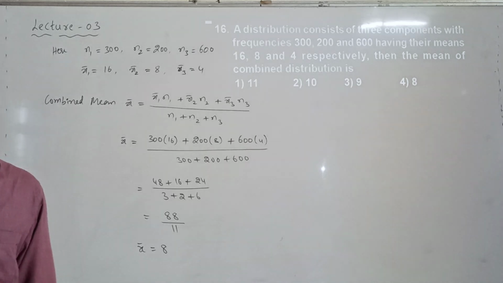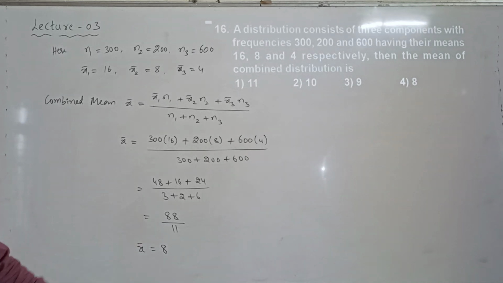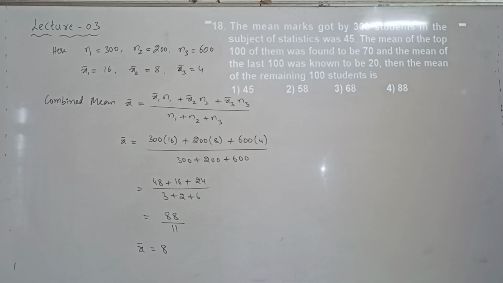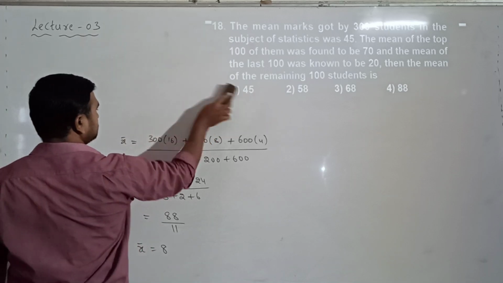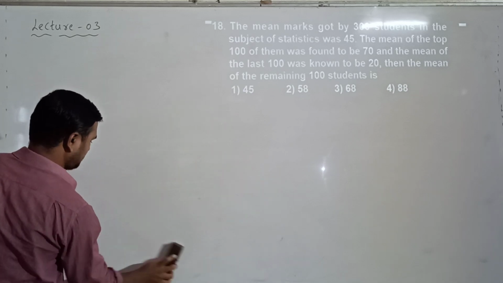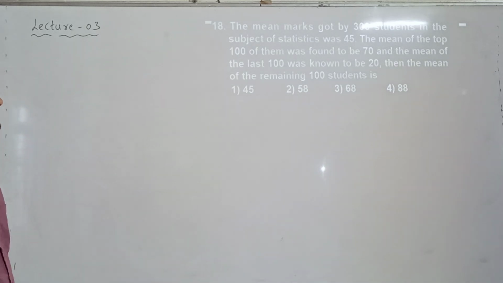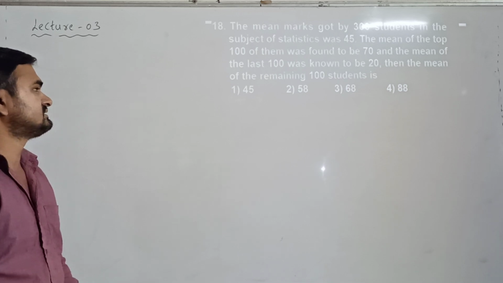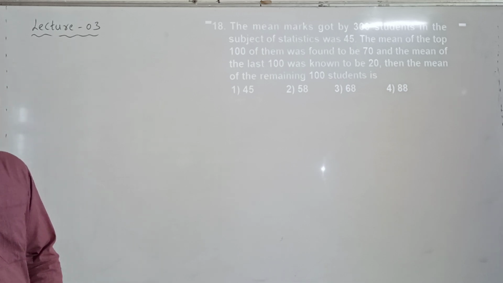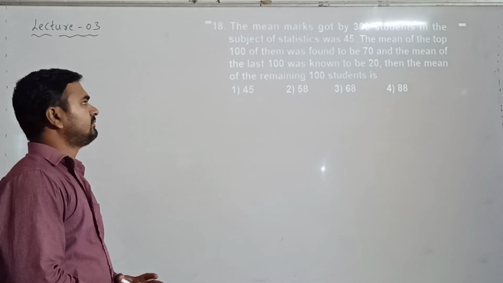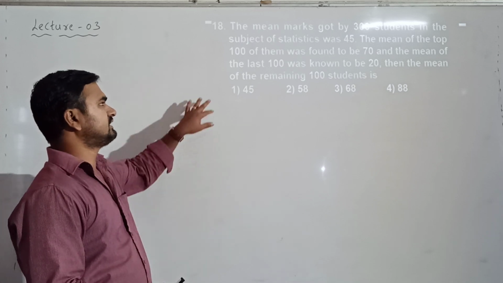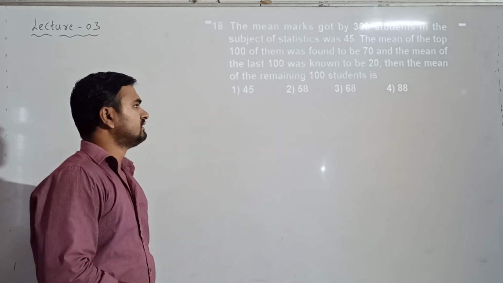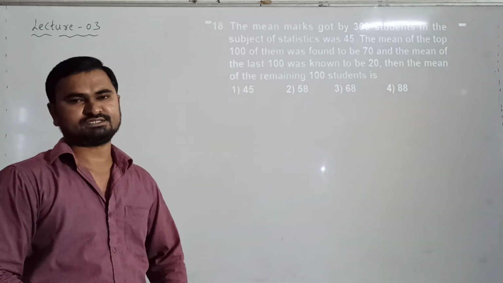Next. So the next question. Based on this formula you can solve this. The mean marks got by 300 students in the subject of statistics was given 45. The mean of top 100 was found to be 70. The mean of last 100 was known to be 20. Then the mean of the remaining 100 students is.